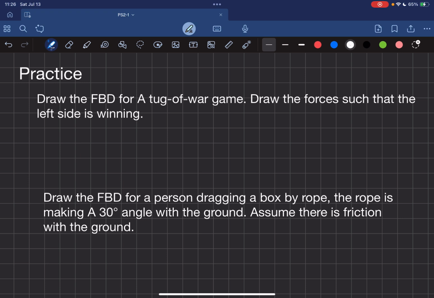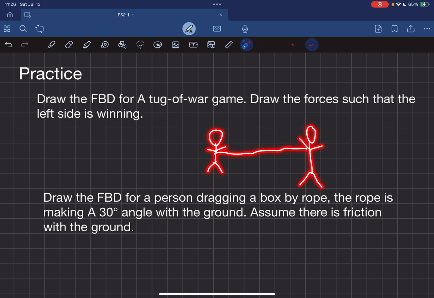Here is your practice. Draw the free body diagram for a tug-of-war game. So in other words, you have 2 people, at least, on either side of the rope, and they're pulling them. One's pulling it this way, the other one's pulling it that way. So draw the forces such that the left side is winning. So you're going to have to think about the relative size of these forces. Second problem is draw a free body diagram for a person dragging a box by a rope. The rope is making a 30-degree angle with the ground. Assume that there is friction with the ground.